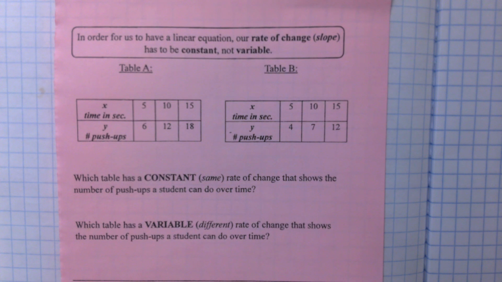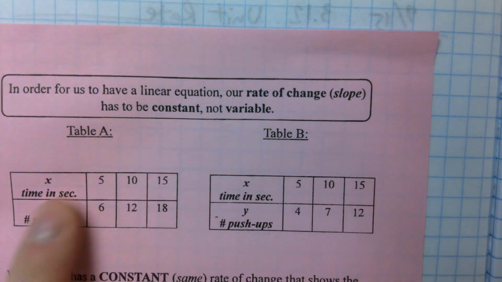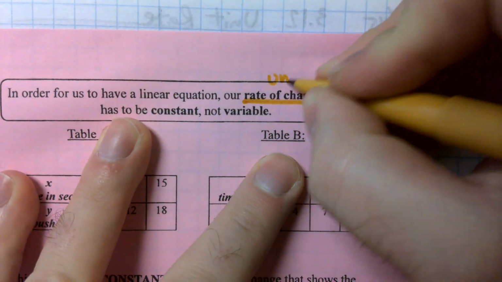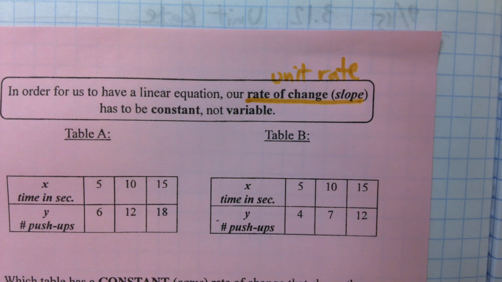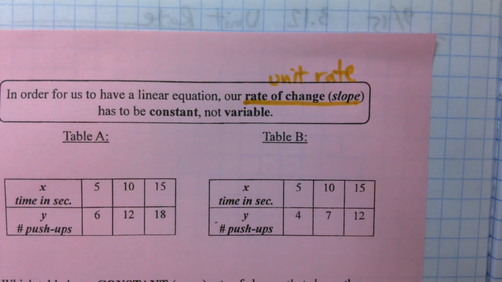So if you remember, we've been training. Every time we see a table, what do we do to the table? What do we put on it? Arrows. Thank you. I'm glad you remember. So, rate of change is just another fancy way of saying unit rate, which is another fancy way of saying slope. These are all the same thing. If I say hello, hola, and bonjour, they all mean the same thing. I'm just saying them in a different way. So unit rate, rate of change, slope, same idea.